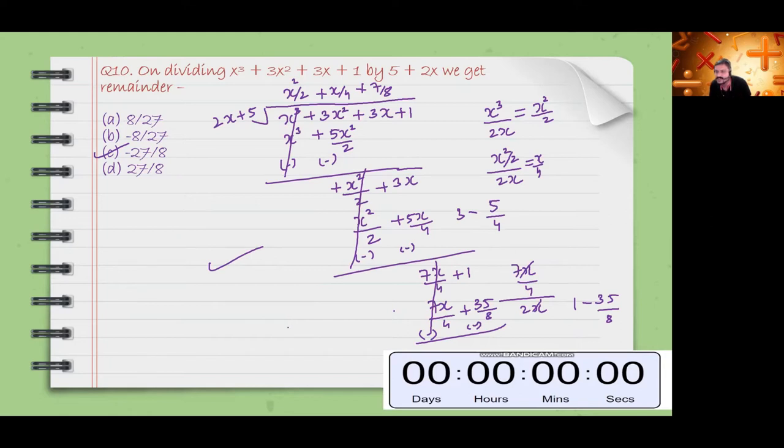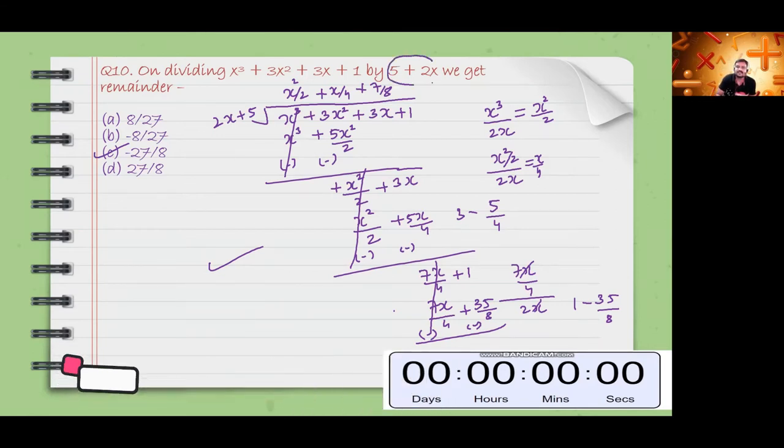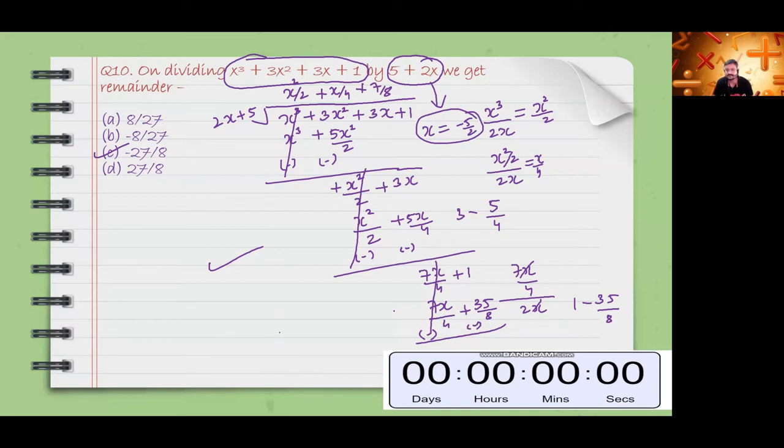Sir, instead of long division, we can take x is equal to minus 5 by 2. Yes, correct. Take the zero and put it in the equation. Yes, you can get the remainder that way also. You form the zero from this divisor polynomial. It will be what? x is equal to minus 5 by 2. Now put it in. You'll get the remainder in that case also. This is the remainder theorem. Correct. In 9th, you have studied this remainder theorem.